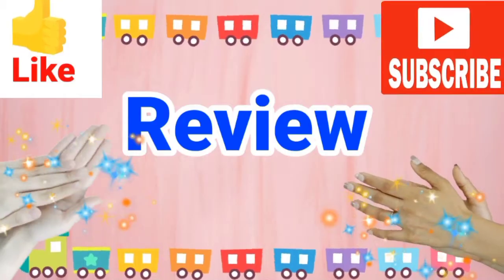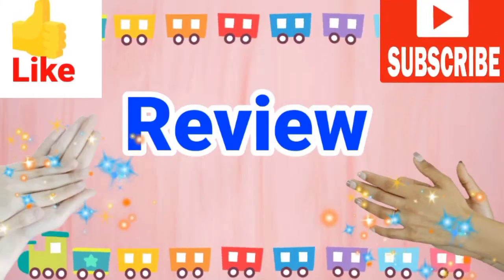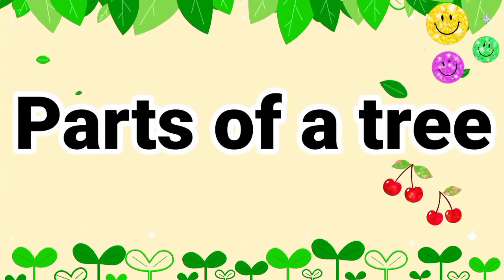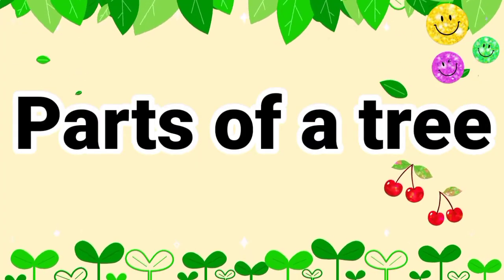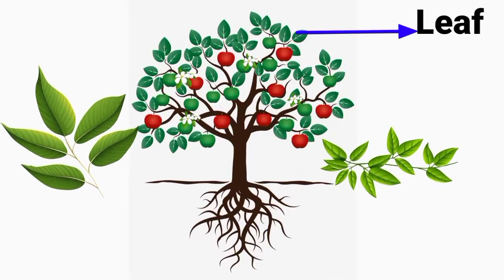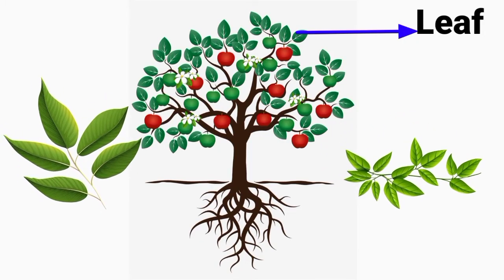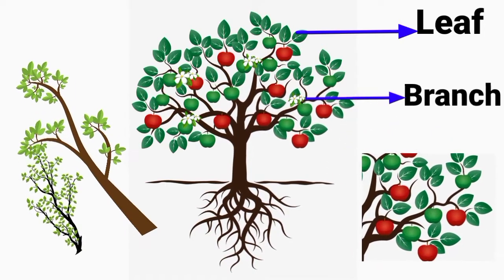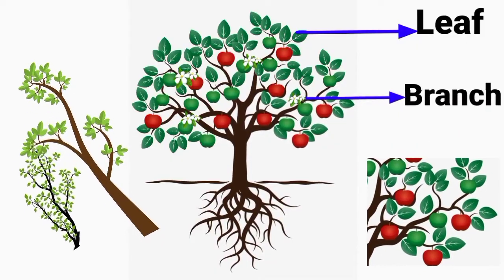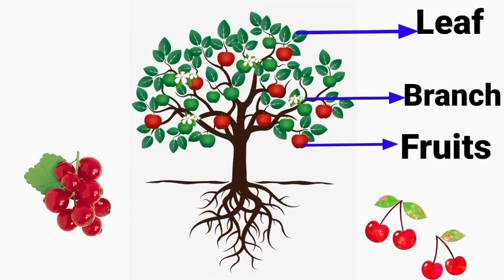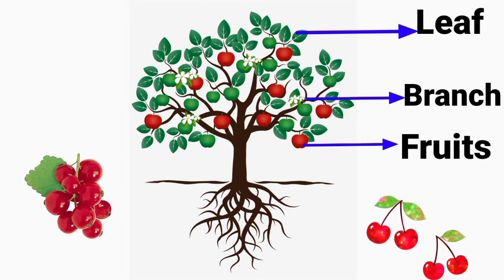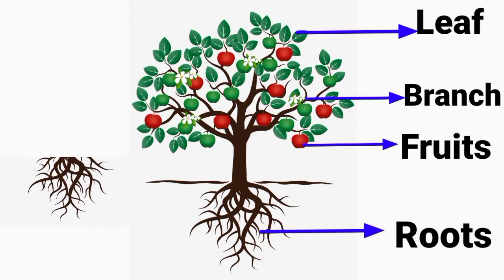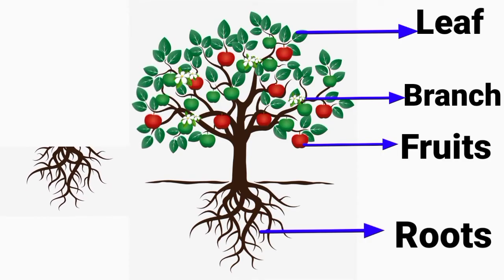Alright, you've done a great job. Let's take it again. Remember, we are learning parts of a tree. This is the word leaf, branch, fruits, roots that helps the tree to stand firm in the ground.